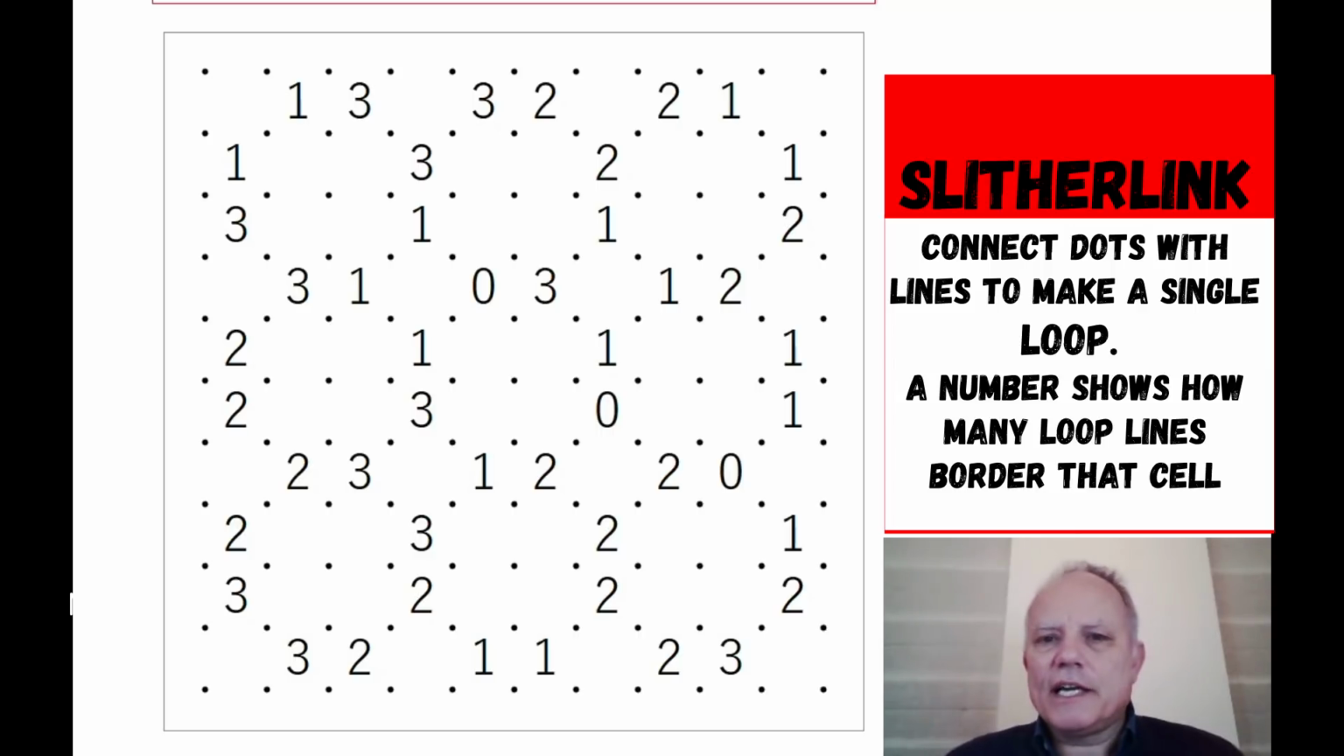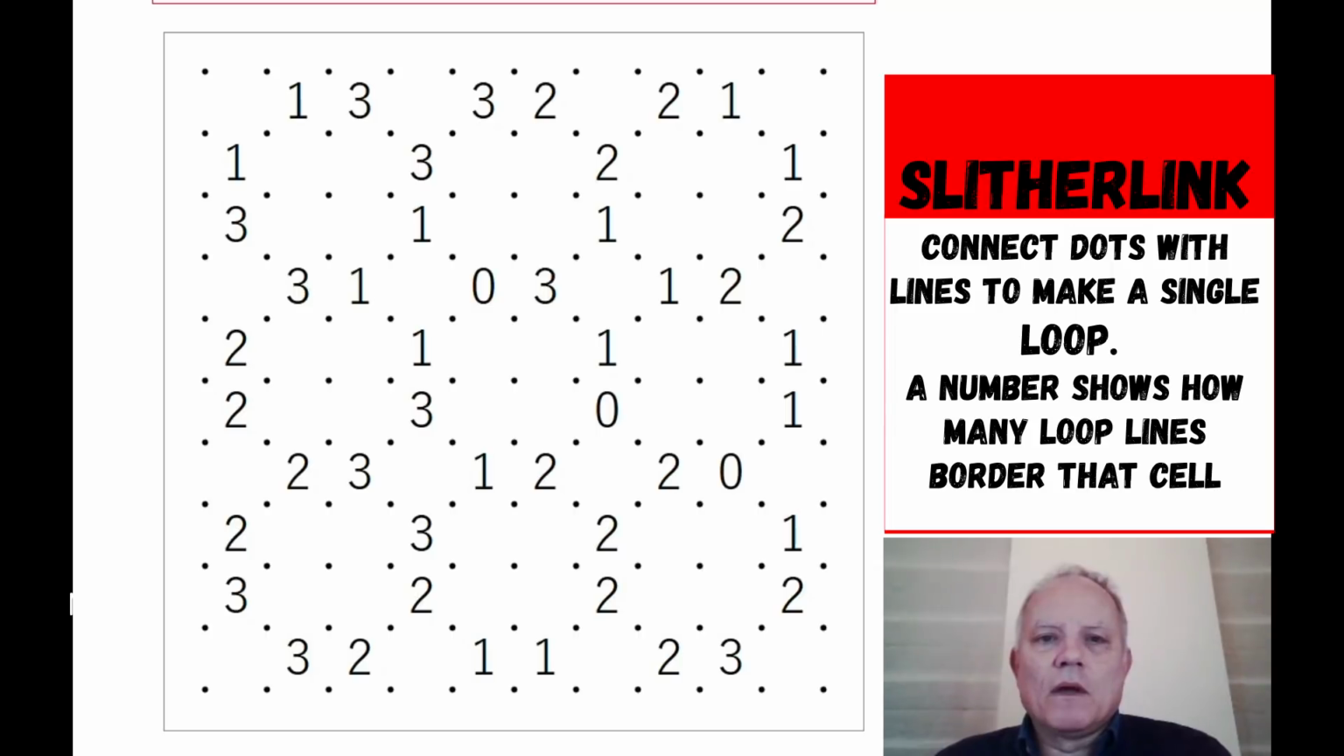First of all, I'm just going to take you through firstly the rules, which are that you have to put straight lines between some of the dots in the puzzle to form a loop, and a single loop that connects with itself, but only one loop. And the cells with numbers in show the number of lines of the loop around that cell.